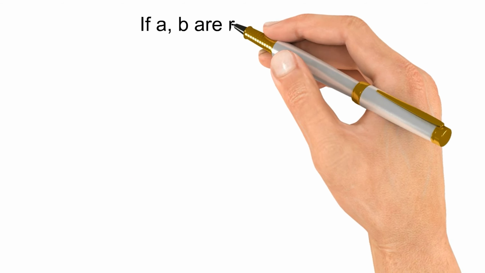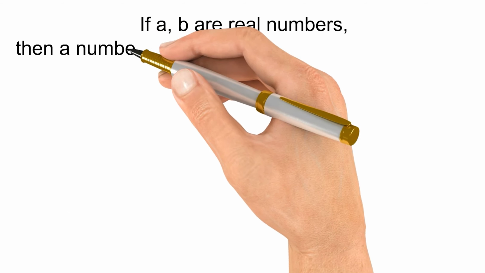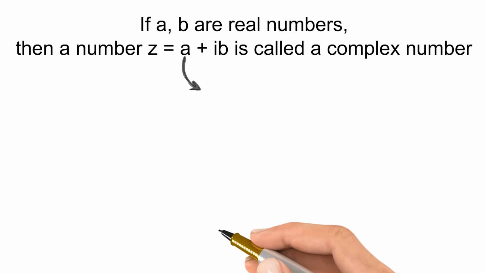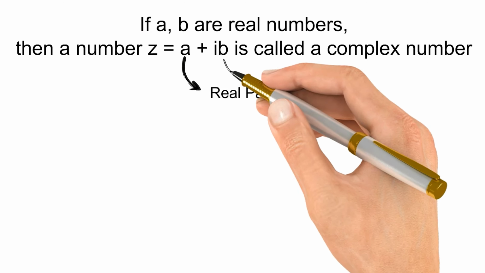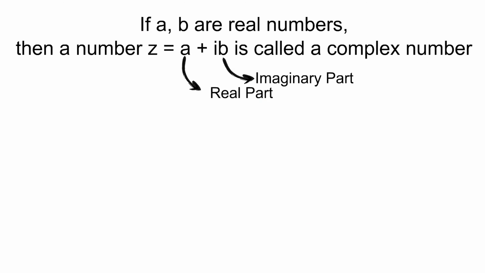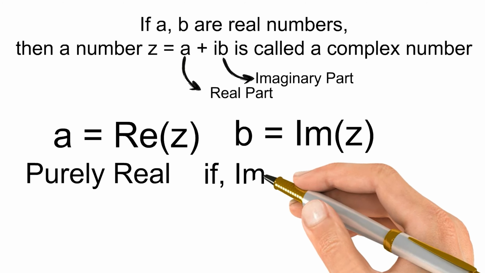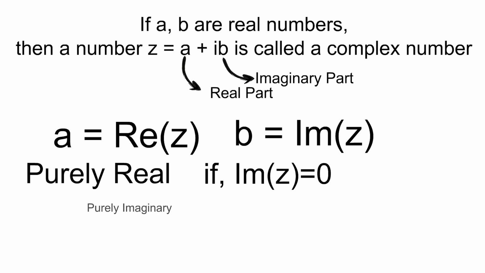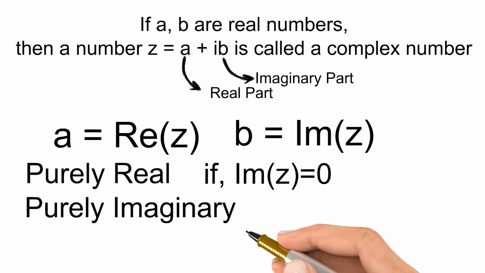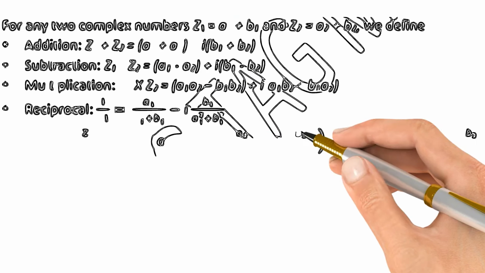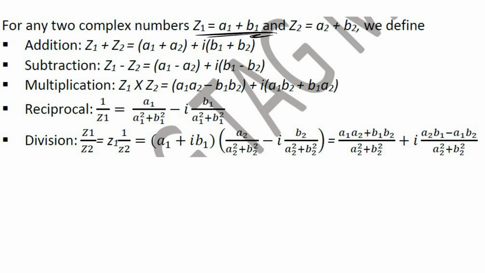If a and b are real numbers, then a number z equals a plus ib is called a complex number. Real number a is known as the real part of z and b is known as the imaginary part of z. We write a equals Re z and b equals Im z. A complex number z is purely real if Im z equals 0 and z is purely imaginary if Re z equals 0.